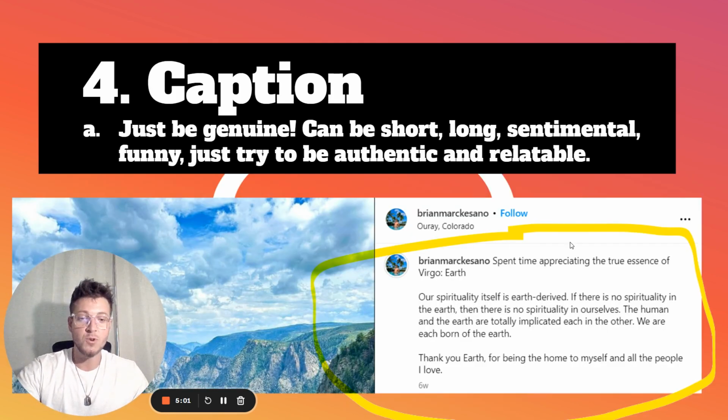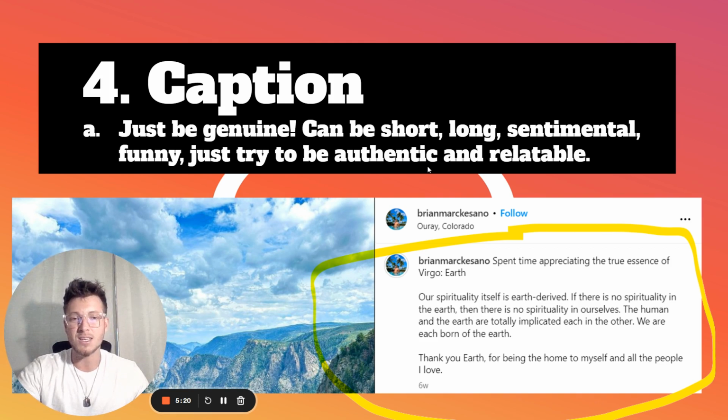Okay, and then when it comes to whenever you're going to post, this is the fourth thing. So step number 4 is caption your picture, and don't leave it blank. Don't do just an emoji. But you don't have to come up with something crazy or creative. Just be genuine. It could be short, it can be long, sentimental, funny.